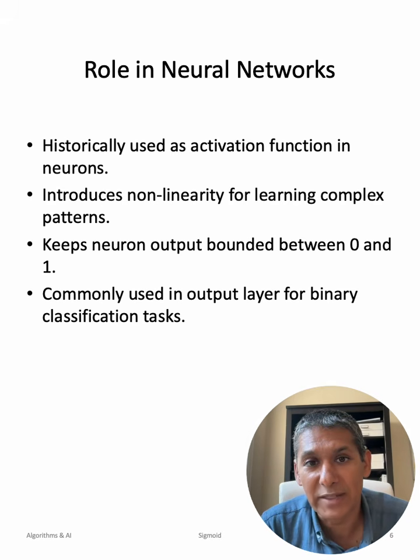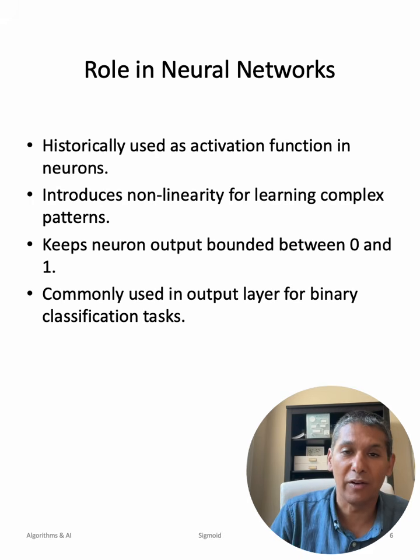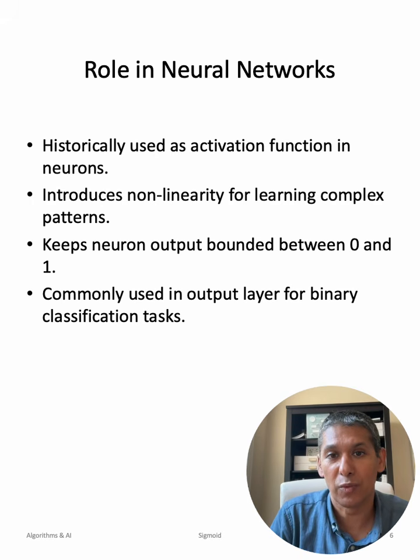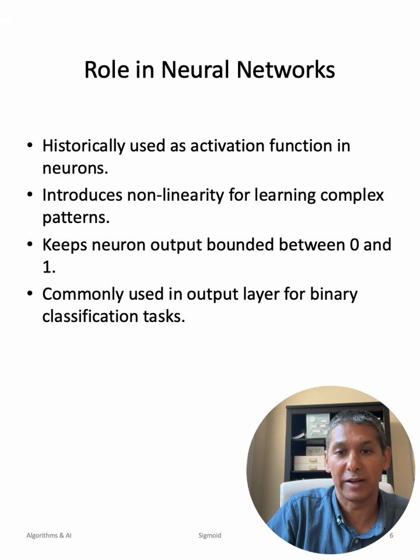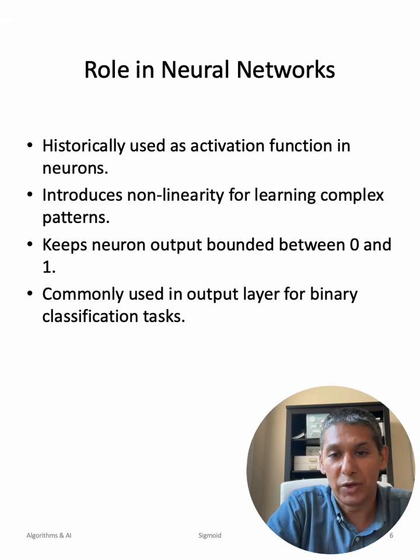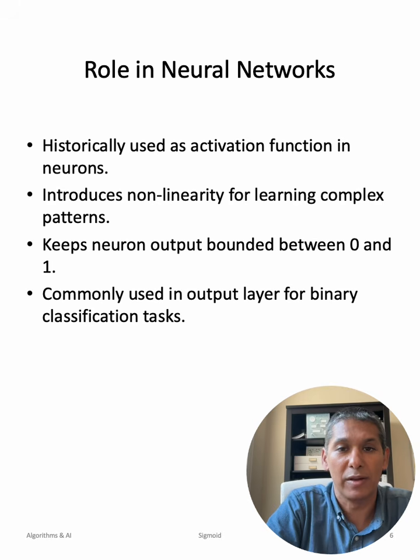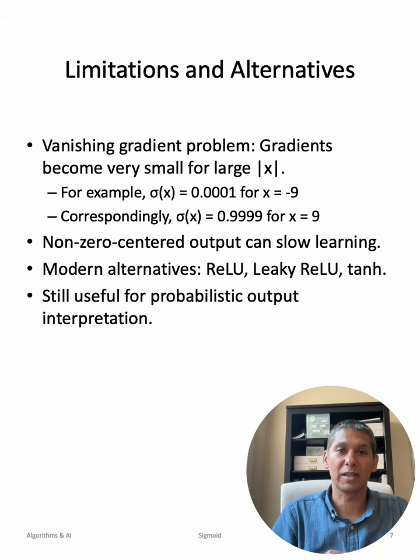It's historically used as the activation function for neurons. Should this neuron activate or not? You'll get a real valued function. Then you'll come to a 0 and a 1 using the sigmoid, and then you'll have a breakpoint, a cutoff point, after which you'll say it's 0 or it's 1. So therefore, it's very commonly used in the output layer for binary classification tasks here.